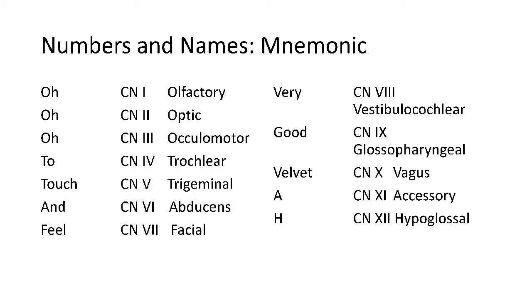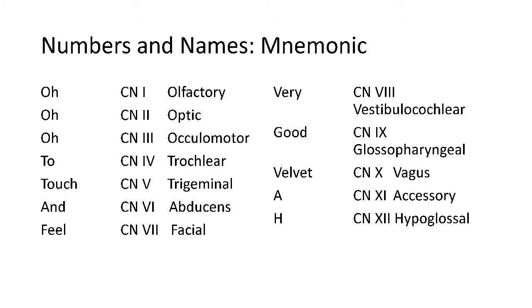And the best way to do that is to come up with a mnemonic, which means a memory device for remembering that. And the one I've written out here is "O, to touch and feel very good velvet." Which goes for olfactory, optic, oculomotor, trochlear, trigeminal, abducens, facial, vestibulocochlear, glossopharyngeal, vagus, accessory, and hypoglossal.